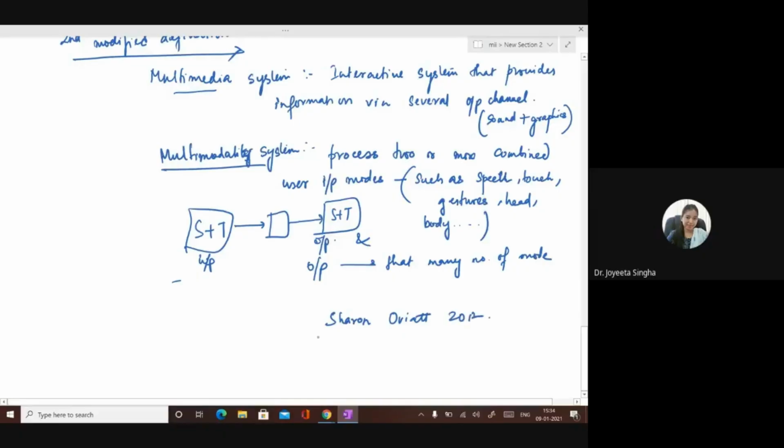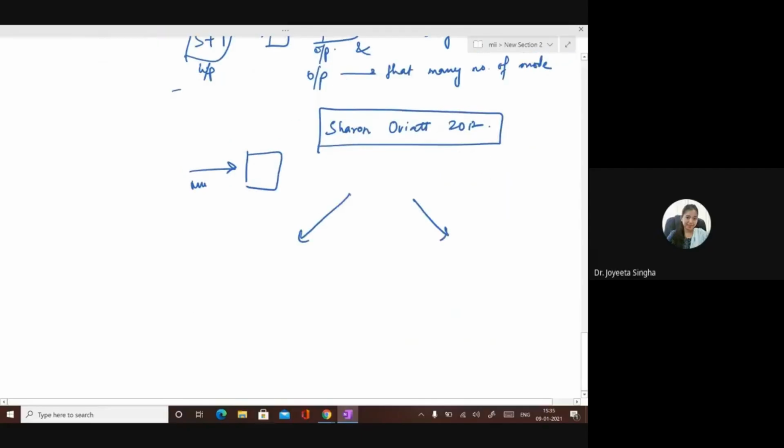She said that a multimodal system processes two or more combined user inputs in a coordinated manner in order to give a multimedia output. So she combined the two definitions. The input part is done using your multimodal, that is the human sensory channels, and at the output end you get something similar to your multimedia system.